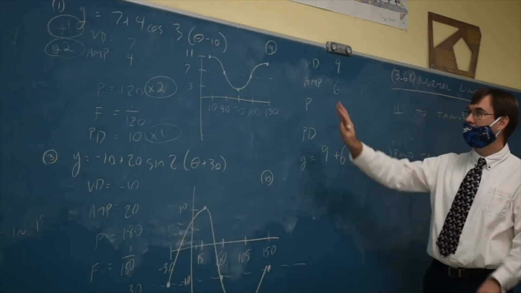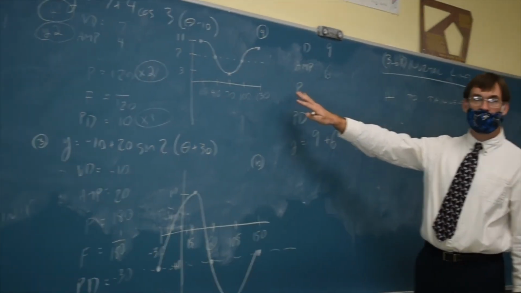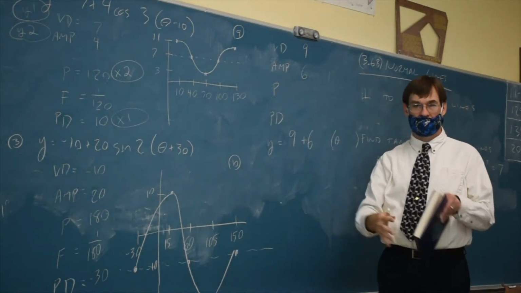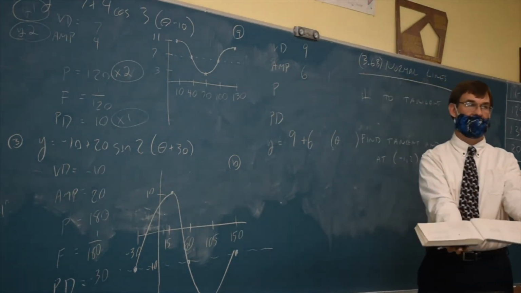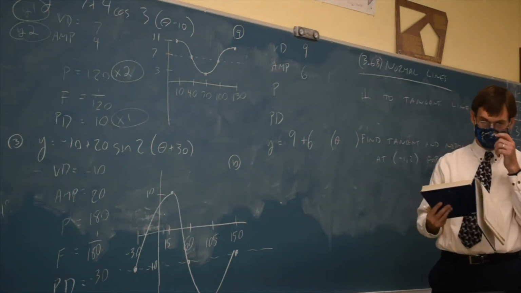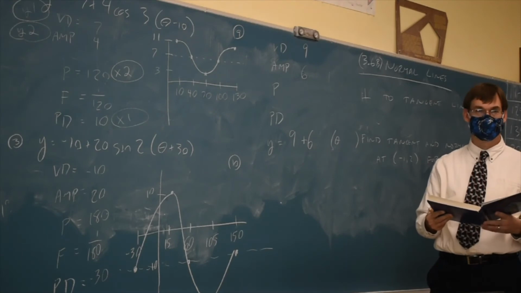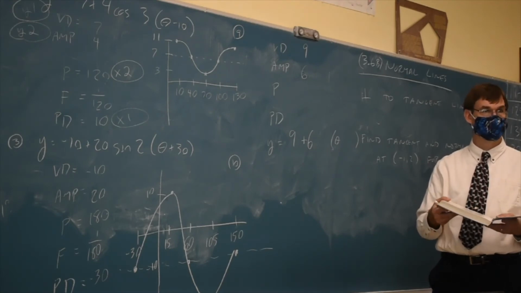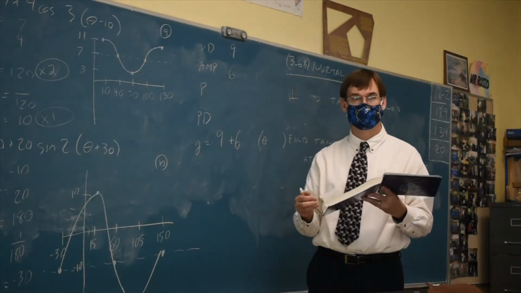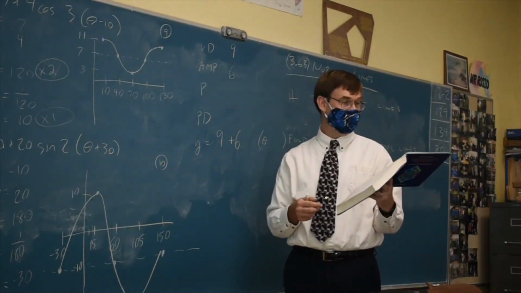How is the graph on my board, our board, a simpler scenario than the book graphs? Why are the book graphs a little more complicated than our board graphs? Because they're periodic. What do you mean? They are continuous. Yeah, they keep going.